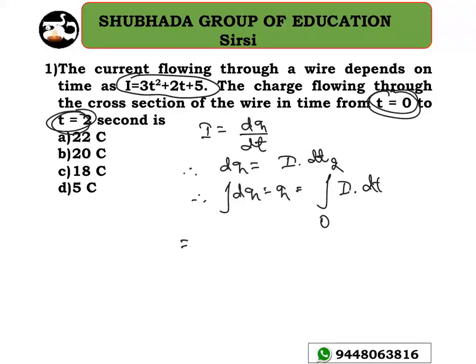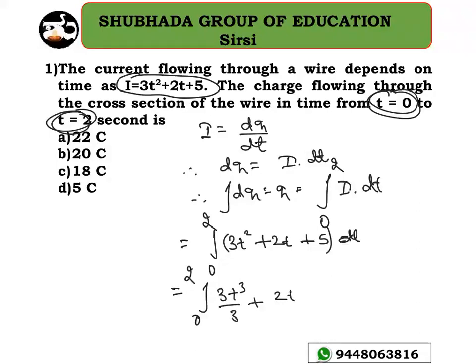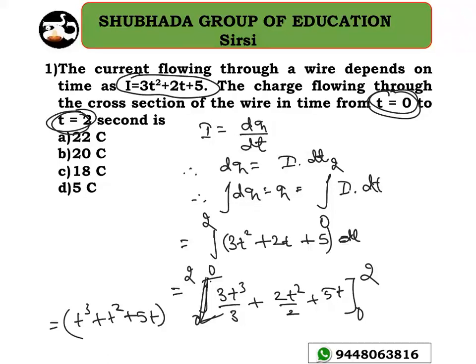Let me substitute the value for I here. Integration of 0 to 2, and I is 3t square plus 2t plus 5 into dt. So that is equal to integration of 0 to 2. Integration of 3t square is 3t cube divided by 3, plus 2t square divided by 2, plus 5t, ranging from 0 to 2 here. So if I do so, how much will I get here? This is t cube plus t square plus 5t, ranging from 0 to 2 here.